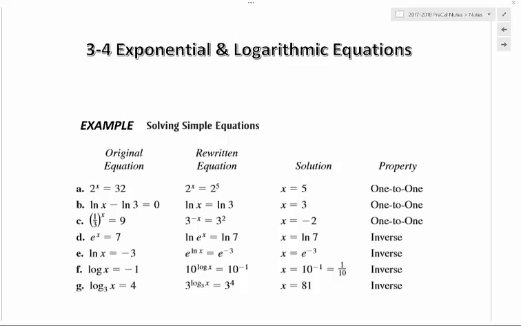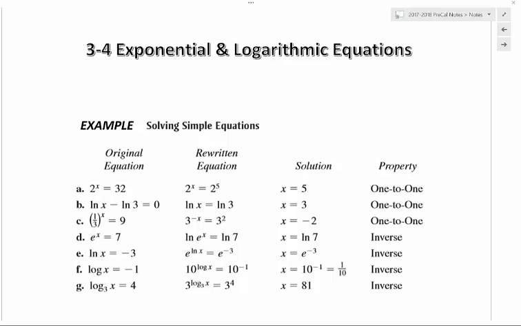So if I have 2 to the x equals 32, each of these are similar to examples we've had during our chapter so far. So I would be saying 2 to what power equals 32, which I could rewrite both in base of 2 to get a solution of x equals 5. That would be a 1-to-1 property.